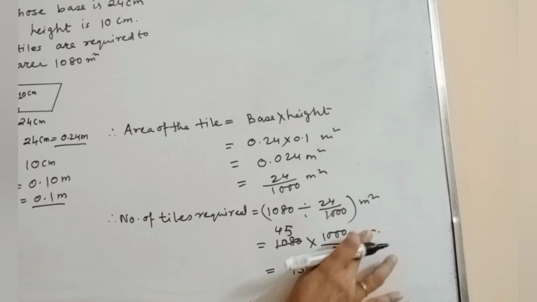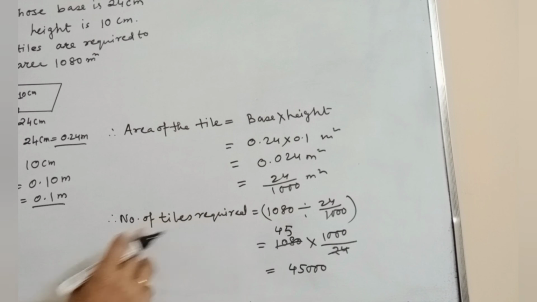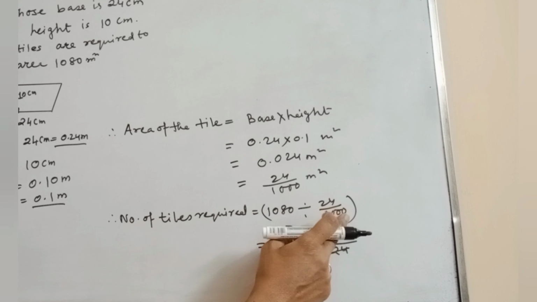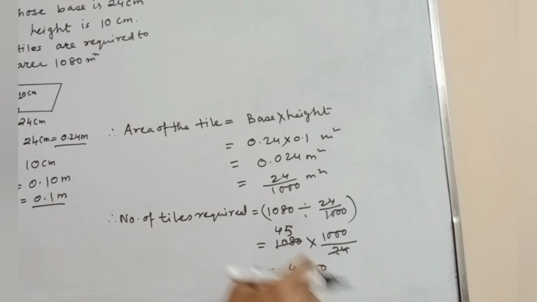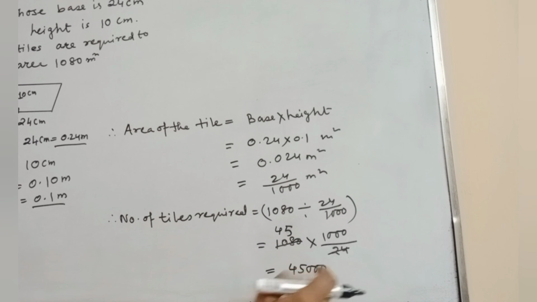The number of tiles does not require a unit. The area of the floor is in meter square and the area of the tile is also in meter square, so the unit is cancelled. Number of tiles we are finding, so the number of tiles is 45000. This is the answer of this sum. We are doing only 2 sums today as your exams are going on, so practice this.